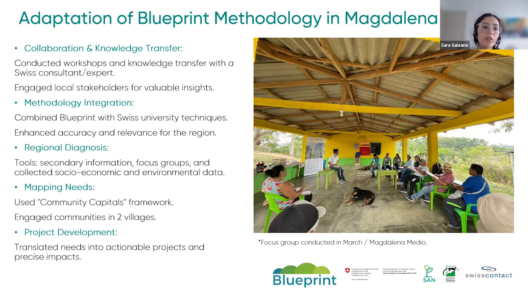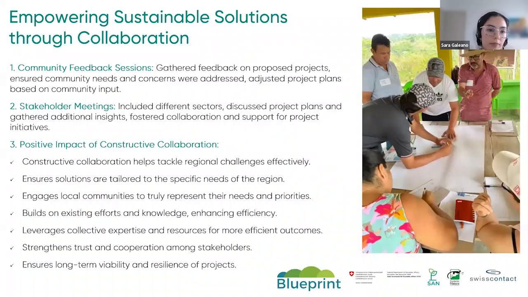We also did a regional diagnosis involving a variety of tools and techniques, collecting secondary information. We also conducted focus groups with the community. As you can see in the picture, this happened, I think, in March, so it wasn't long ago. This provided a detailed understanding of the region's challenges and opportunities we had to tackle. Then we mapped the needs using the community capitals framework that Juli already explained very well. The final step was, of course, translating these identified needs into actionable projects with precise impacts, which I'm going to be speaking about next. So Oliver, if you can help me with the next slide, please.